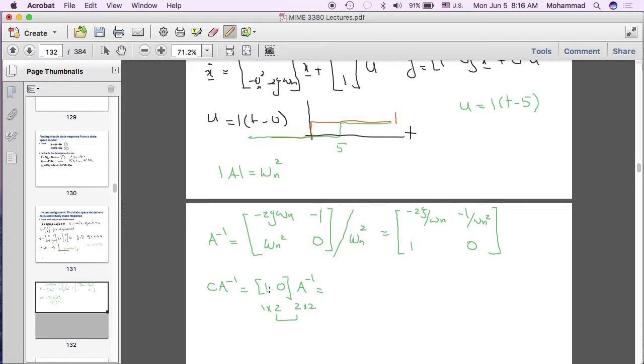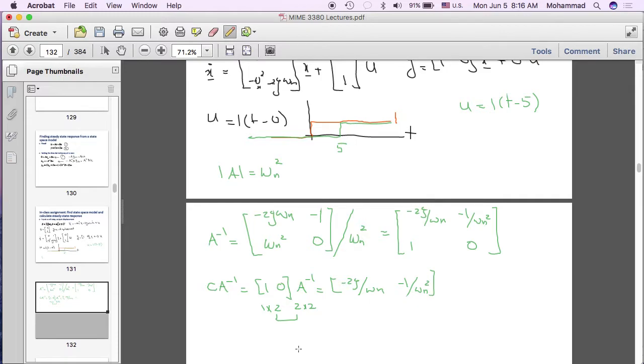So take 1, 0, this row, and multiply it by the first column. So what is left is minus 2 zeta divided by omega n. And again, this for the second column. So what is left from the second column is minus 1 divided by omega n squared. So this is the result of multiplying C by A inverse.